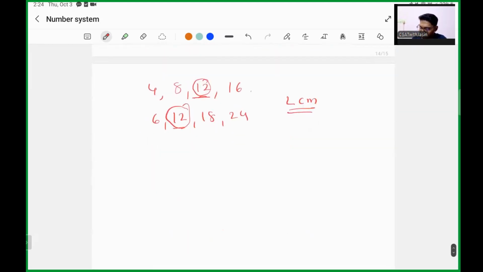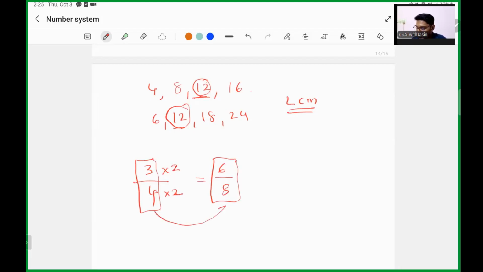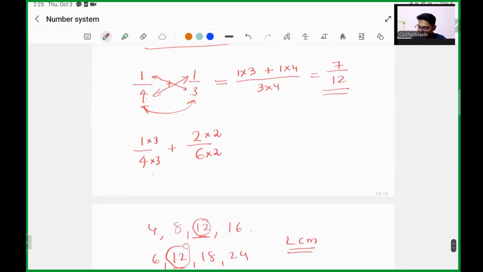For example, you have the fraction 3 by 4. Now I am multiplying by 2 in the numerator and denominator. It will become 6 by 8. This fraction 6 by 8 is the same as 3 by 4. So if you multiply the same quantity in the numerator and denominator, you will get the same fraction itself. So 3 by 4 and 6 by 8 are actually the same. That's what we are doing here.